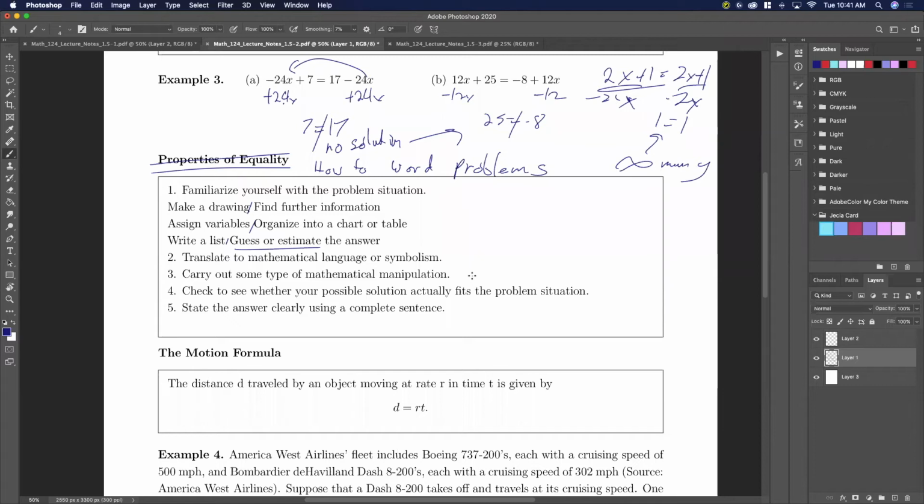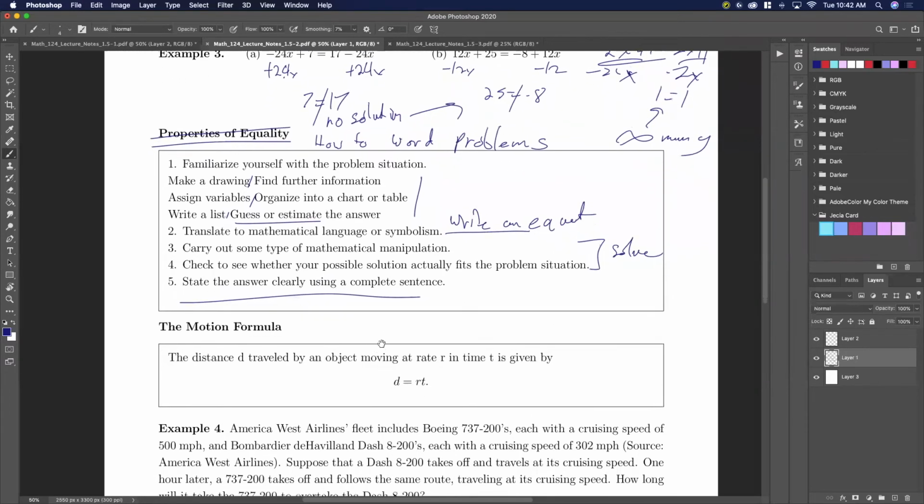Basically, it says try to figure out what the problem's asking. Draw pictures, assign variables, make it easier for you. Write an equation. And then all this just really means solve it. And since it's a word problem, you write it in complete answers.